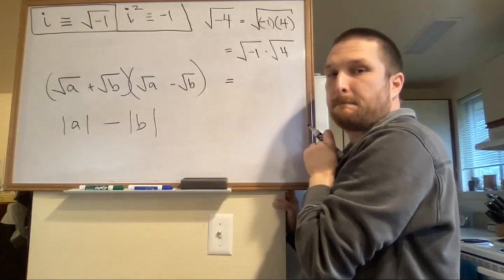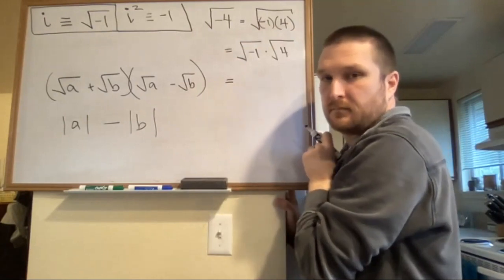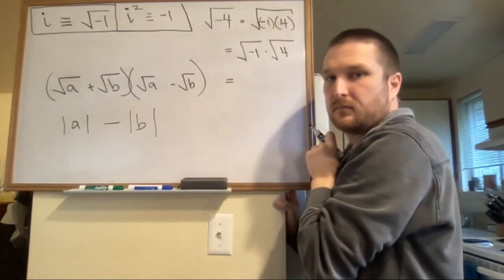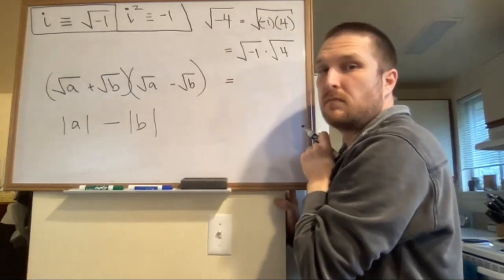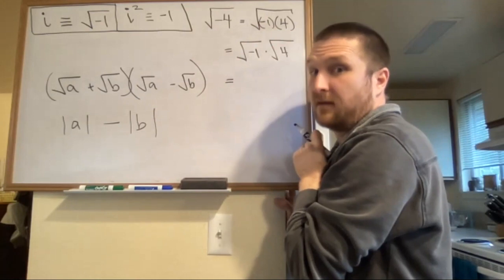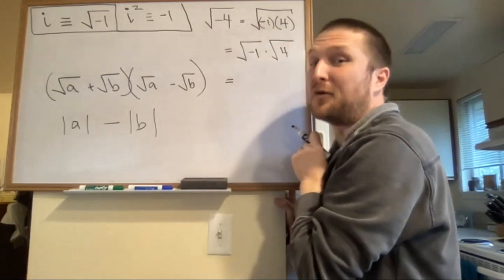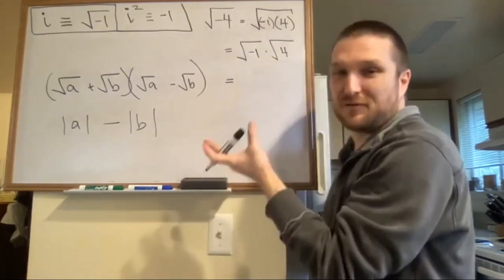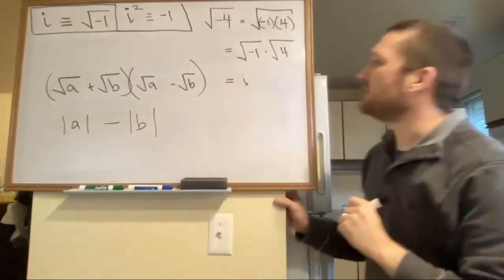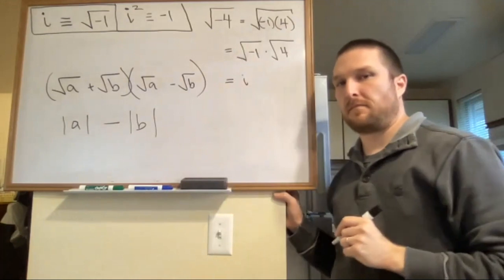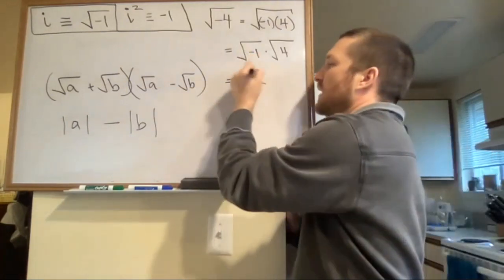Are we doing it like that? Wait, are we using the imaginary I thing? Oh yeah, from now on. From now on, we are always using it. So okay, square root of negative 1 is what? I. And what is the square root of 4? 2. So I times 2.